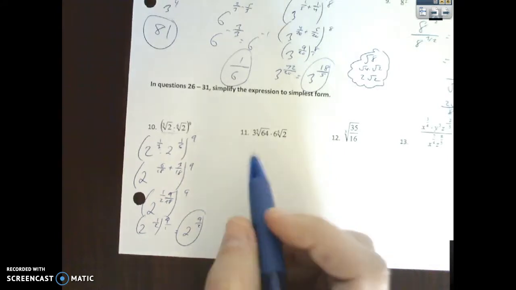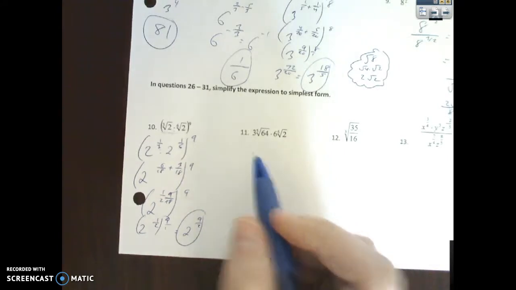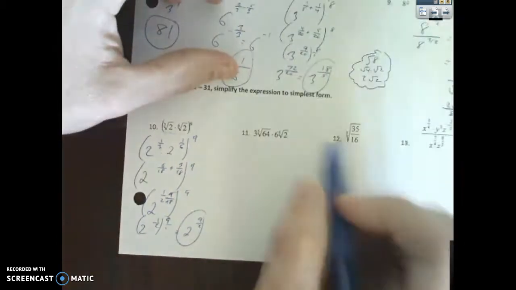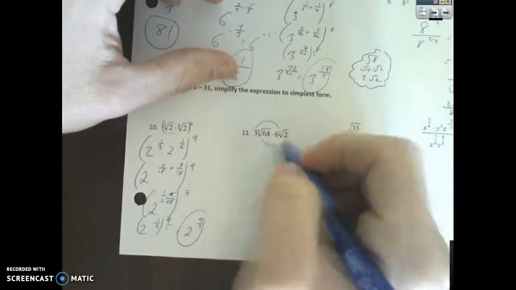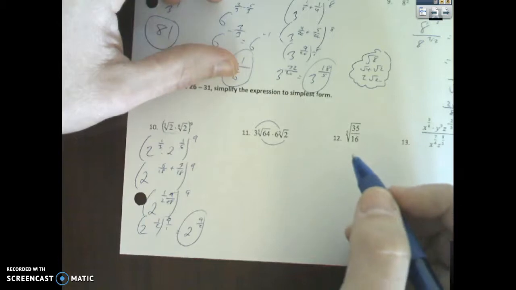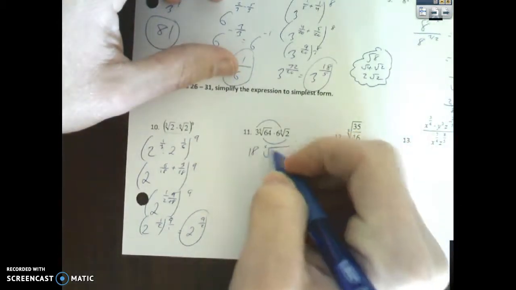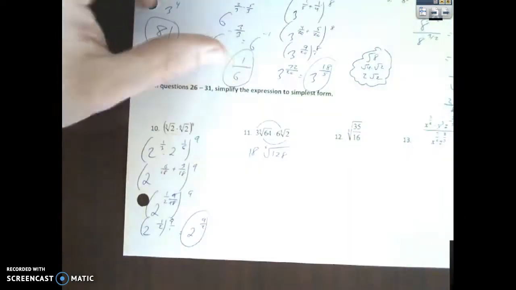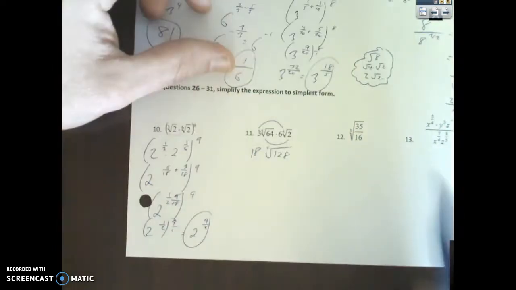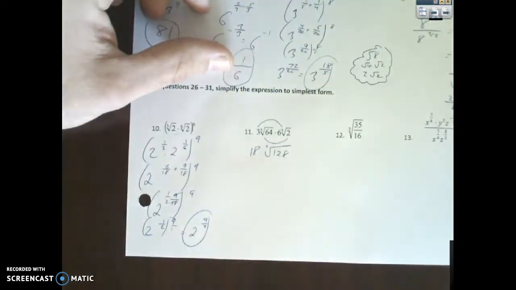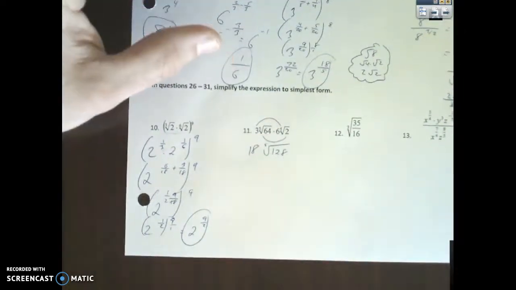Okay. Number 11. Let's see here. I have, you multiply numbers outside the square root and inside the square root. Or, sorry, this is the 5th root. So I get 18 on the outside, 5th root of 128. Okay, using your 5th power chart, what 5th root can go into 128? Well, the 5th root of, 2 raised to the 5th power gives me 32.